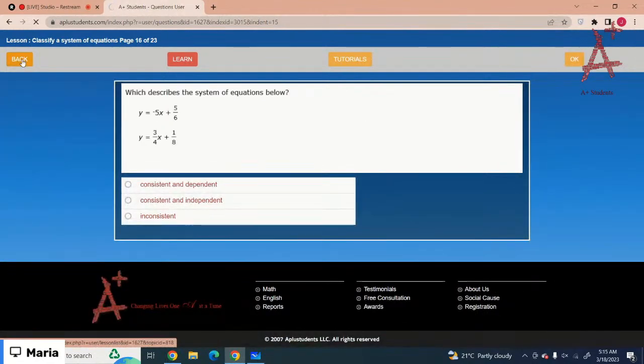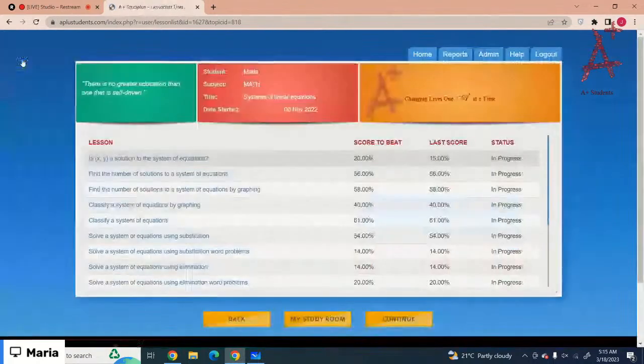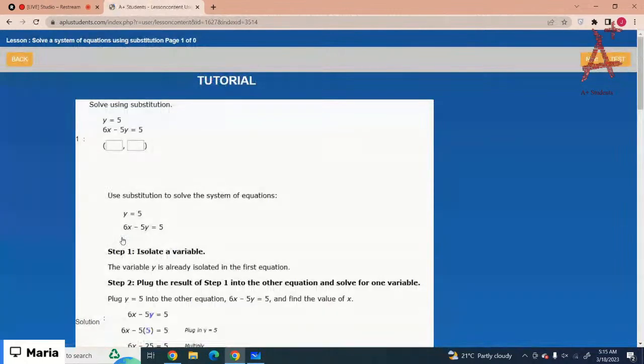Okay, you can complete the test by yourself later today. Let me just move on to the next lesson. And the next lesson is solve a system of equations using substitution.